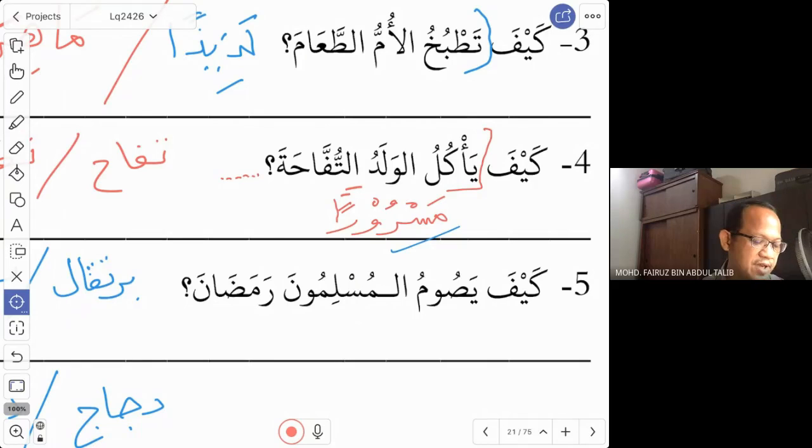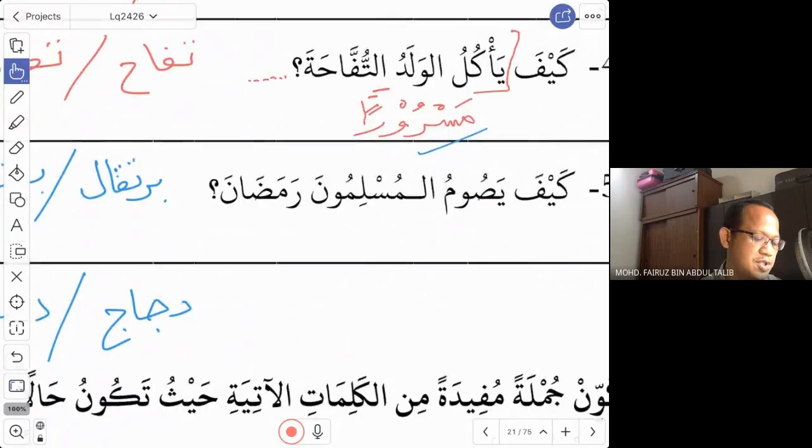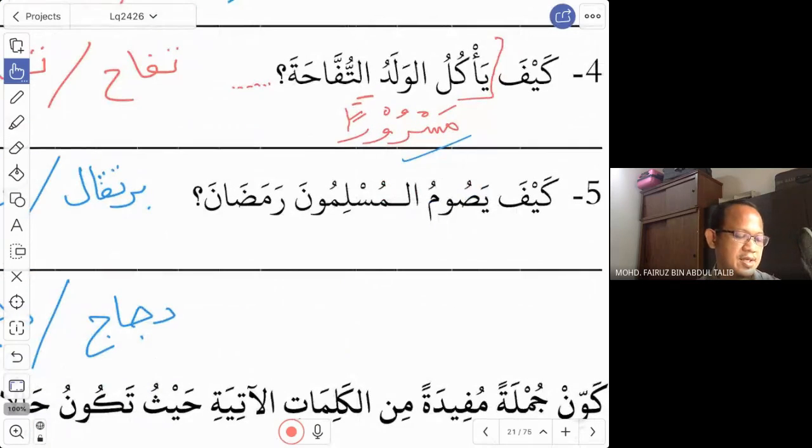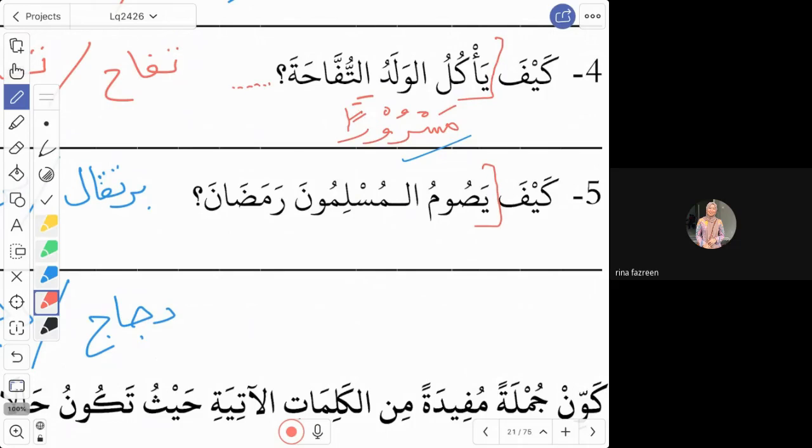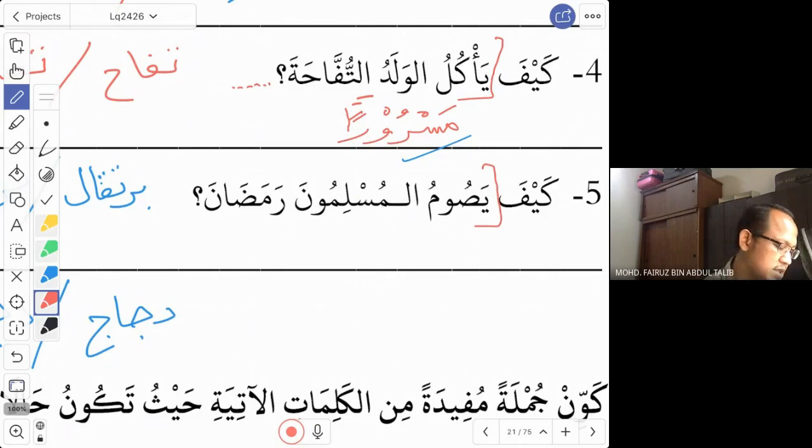Khamsa: kaifa yasumul muslimuna Ramadan? How do Muslims fast in Ramadan? How are they when they fast Ramadan? Kaifa yasumul muslimuna Ramadan? Yasumul muslimuna mujtahidin. Yes, they fast.